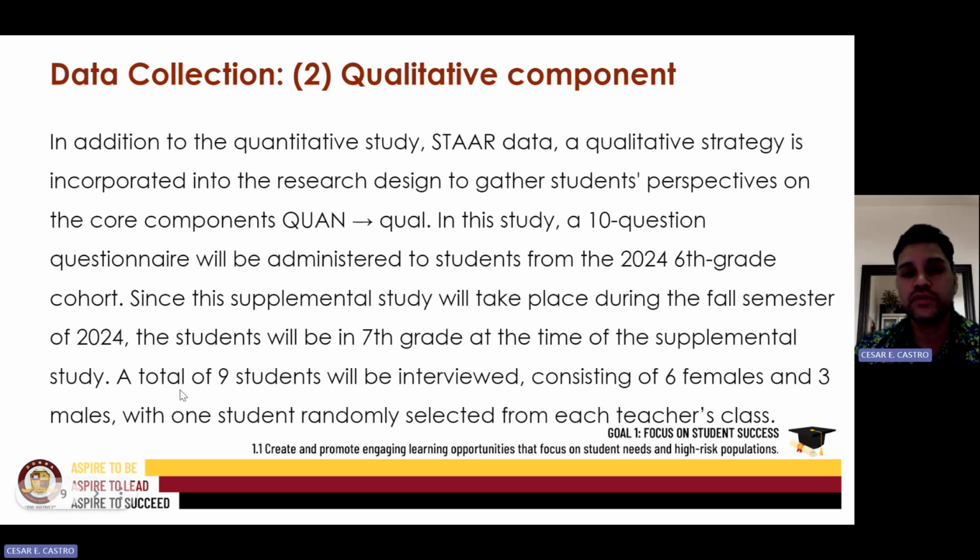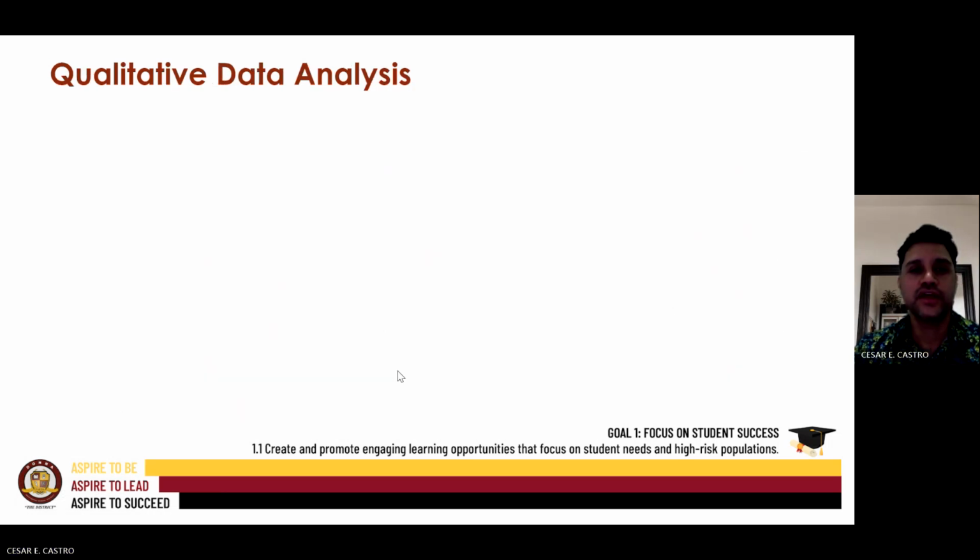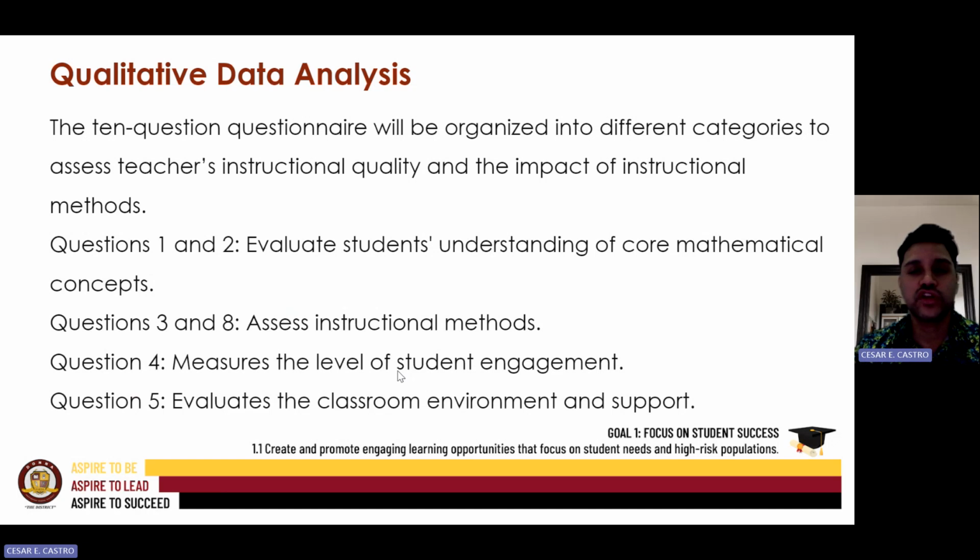students. Since the supplemental study will take place during the fall semester of 2024, the students will be in seventh grade at the time of the supplemental study. So a total of 9 students will be interviewed, consisting of 6 females and 3 males, with 1 student randomly selected from each teacher's class. Now, the 10-question questionnaire will be organized into different categories to assess the teacher instruction and quality.